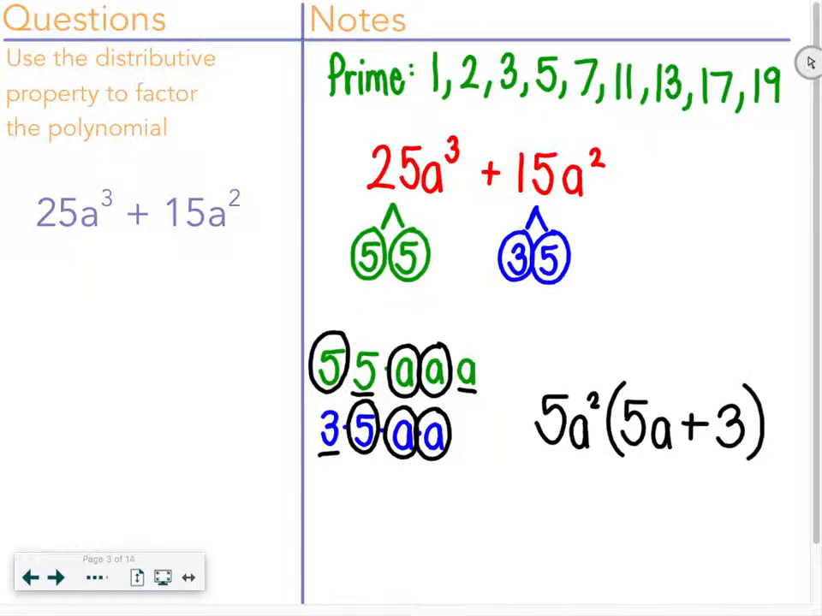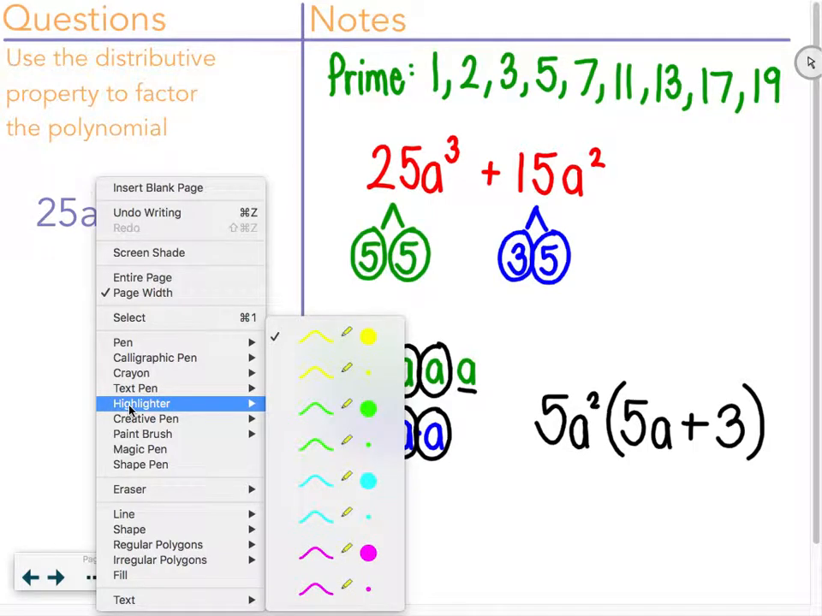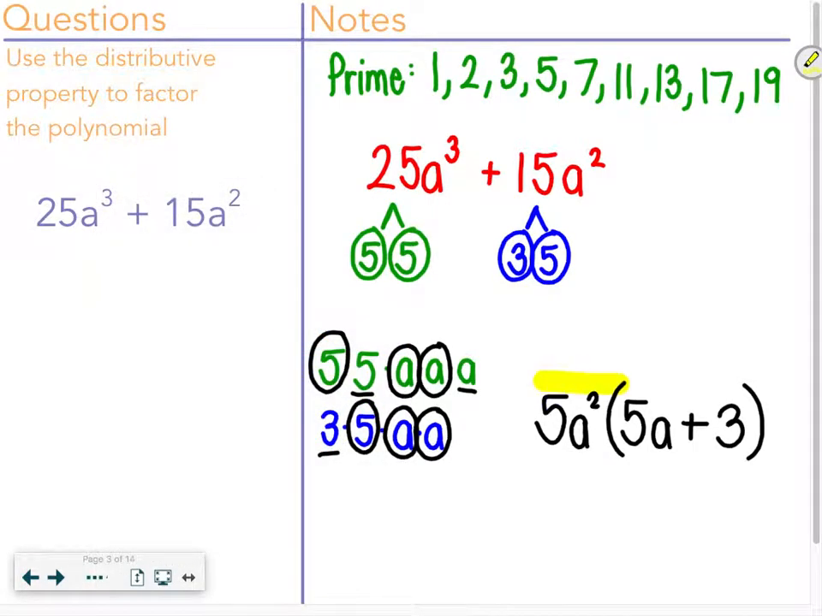So now we have turned it into a distributive property problem. If I take 5a squared and I multiply it by 5a, I'm going to get 25a squared, or excuse me, a to the third. And if I multiply 5a squared times 3, I'm going to get 15a squared. So I get what I started with. If I distribute this to here and to here.